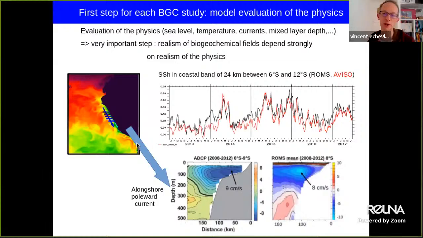It's also important, when you have the opportunity, to try to evaluate the mean flow of your model. In Peru, there was a paper done with 5 years of ADCP observations, also averaged over several sections. Here we have the well-known alongshore poleward current, which has a maximum velocity of around 9 centimeters per second. And when we take the CROCO model, in this case, for more or less the same period, we have a relatively good agreement with a maximum velocity of 8 centimeters per second.